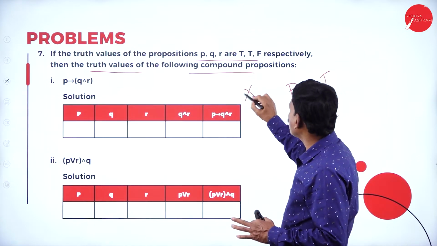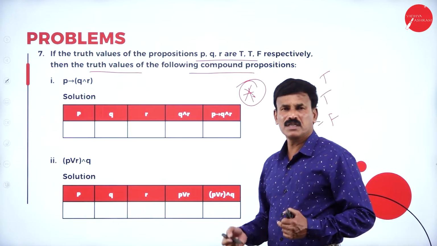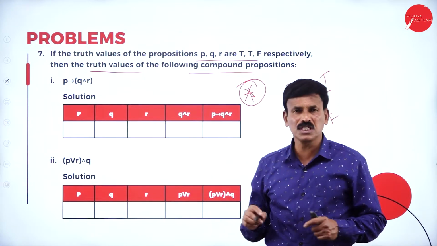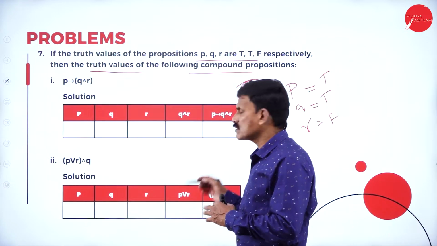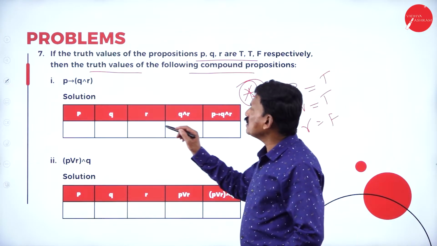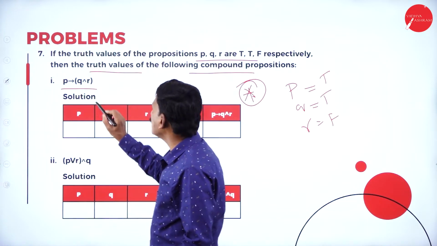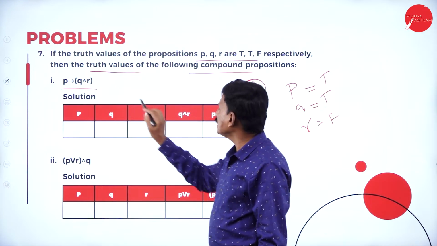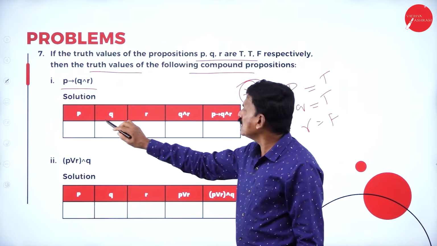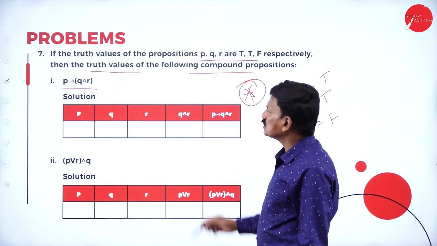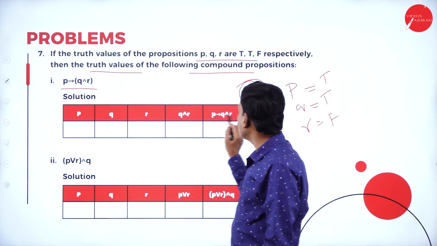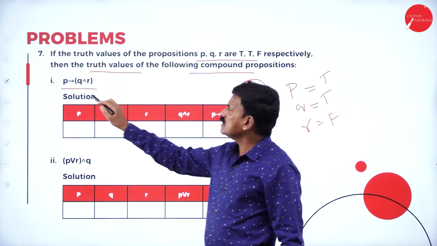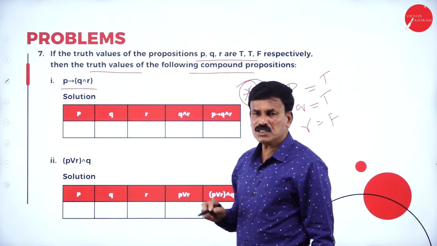Solving this type of problems is very, very important. You may get 7 or 8 marks questions based on construction of the truth table. Now let me show how to construct the truth table. The splitting is very important. First write down P, Q, R, then Q conjunction R, then the conditional between P and Q conjunction R.